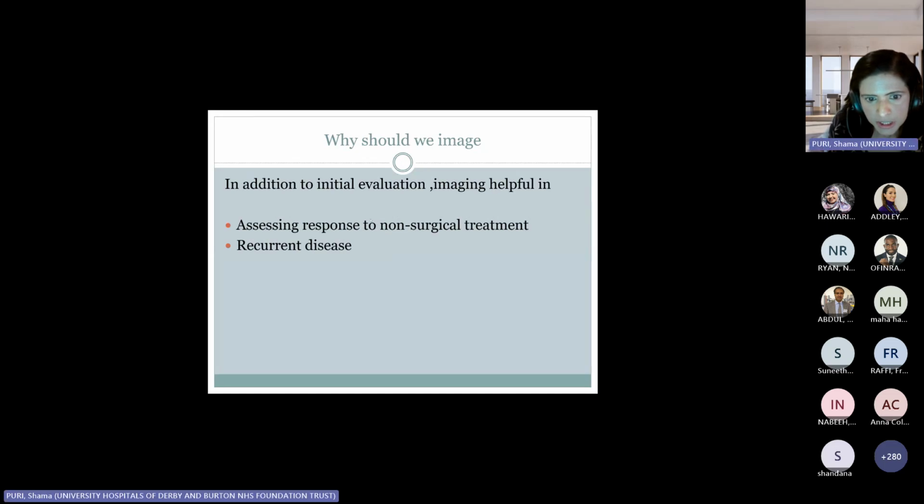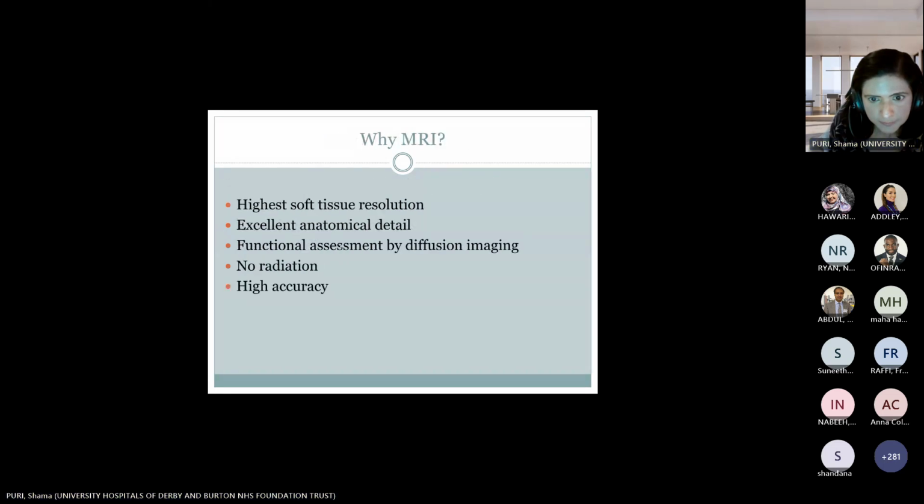In addition to the initial evaluation, we can also use MRI to assess response to treatment. So, for example, in a neoadjuvant treatment in patients who are not operable. And we can also use that to find recurrent disease.